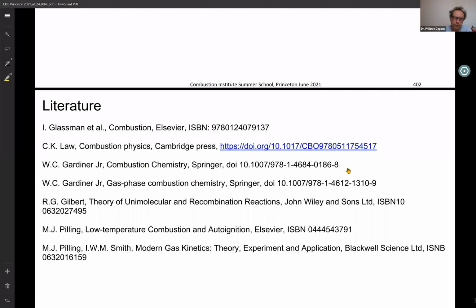Regarding the first volume, I wouldn't pay much attention on the rate constants which are given there, because many of them have been updated. But beside that, you have lots of interesting information. Same thing on this one, and there is a chapter on NOx chemistry, which is very useful. And if I remember properly, there is also one on sulfur chemistry. This is a good textbook to understand the theory of unimolecular reaction and recombination reaction.